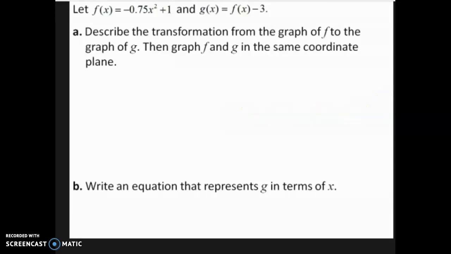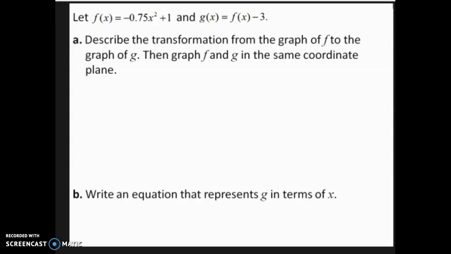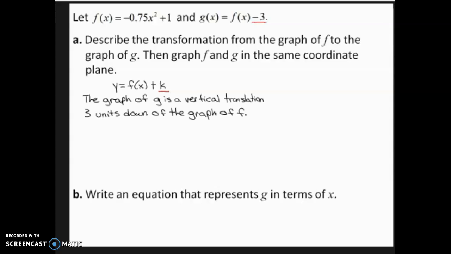Let f of x equal negative 0.75 x squared plus 1, and g of x equal f of x minus 3. Part A. Describe the transformation from the graph of f to the graph of g. Then graph f and g in the same coordinate plane. Notice that the function g is of the form y equals f of x plus k, where k equals negative 3. So the graph of g is a vertical translation 3 units down of the graph of f.